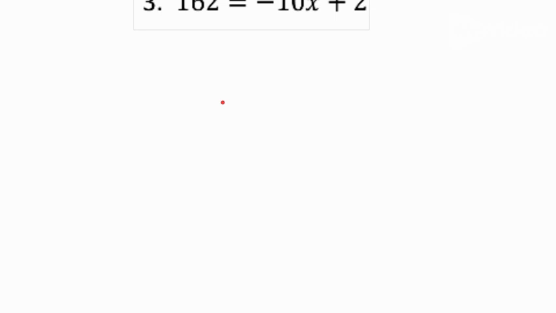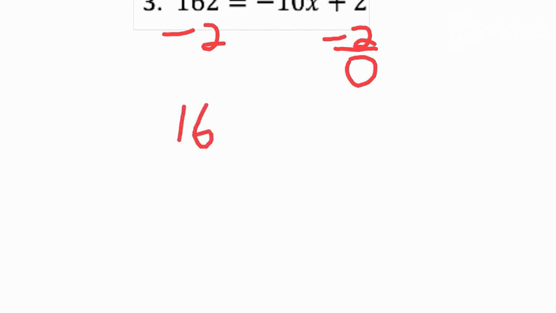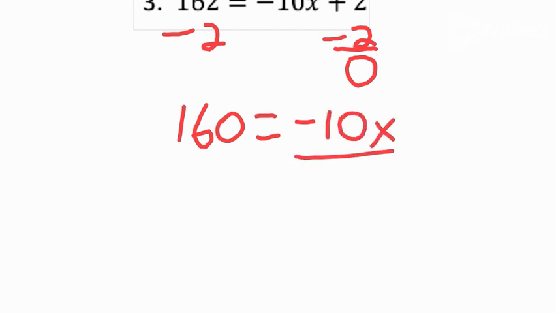On question number 3, we have to get rid of the 2 on the right-hand side first. We'll do that by subtracting 2. 2 minus 2 is 0, and we'll do it to the other side. Subtract 2. 162 minus 2 gives us 160 on the left side, and negative 10x on the right side.